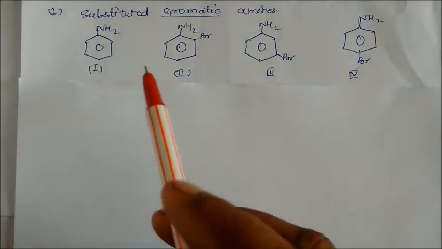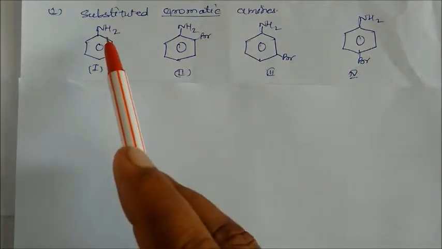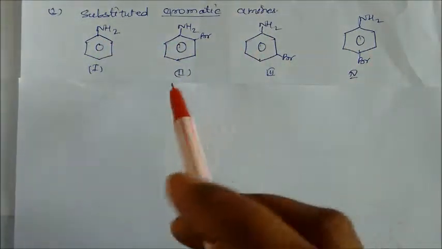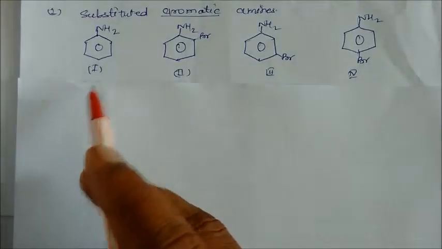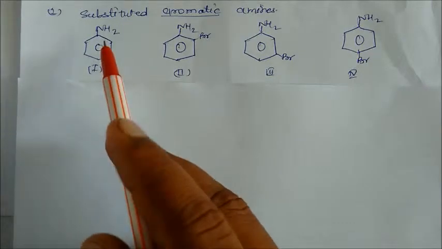So here we have to find the acidic character. Our main functional group is ammonia. We'll first find the basic character, then we'll find the acidic character. In this case, the standard ammonia will be basic.